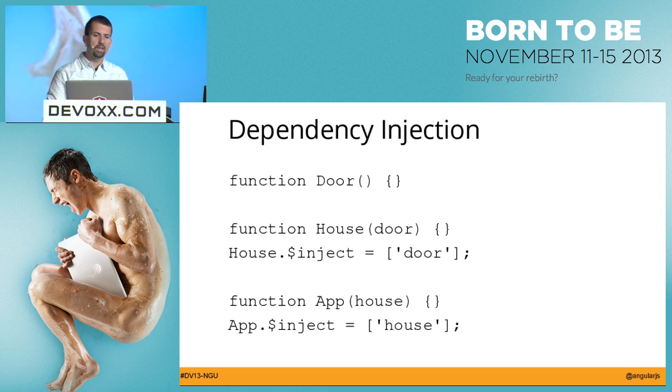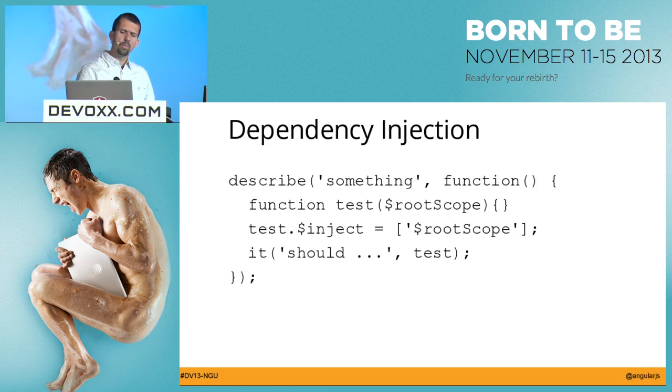So how do we know what to inject? Well, we need to give hints to the system, to the dependency injection, what's known as a container. And so the way we came up to do this in AngularJS is we said, well, we'll just put a property on a function called $inject. And we simply annotate what it is that we're trying to inject. So as you can see, house says, I need a door, and application says, I need a house. And then you can imagine how this could automatically work.